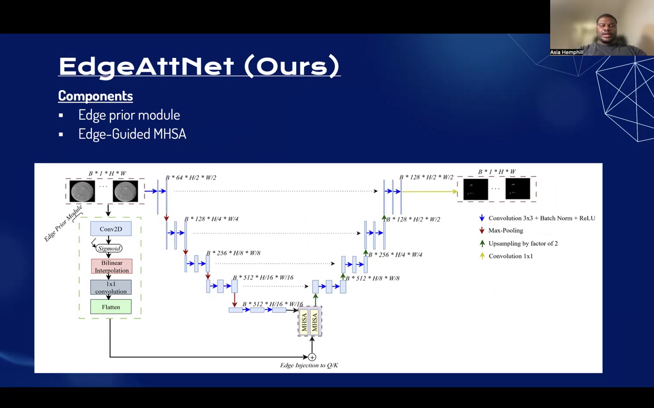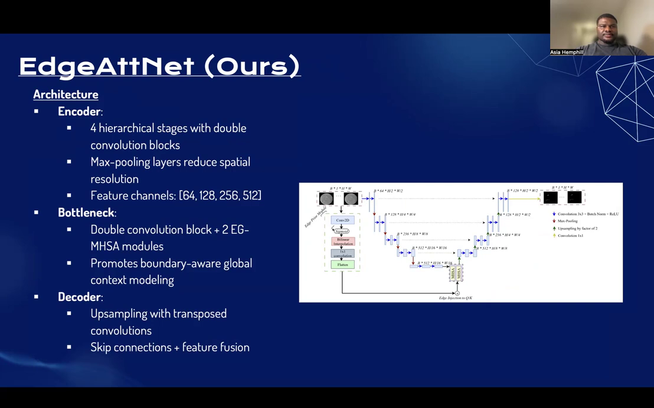Now I'll talk about our proposed model, EdgeAttNet. Our EdgeAttNet model is the UNet that's been incorporated with some novel components. The components we have integrated into the UNet to create our model are 1, the edge prior model, and 2, the edge-guided multi-head self-attention layers.